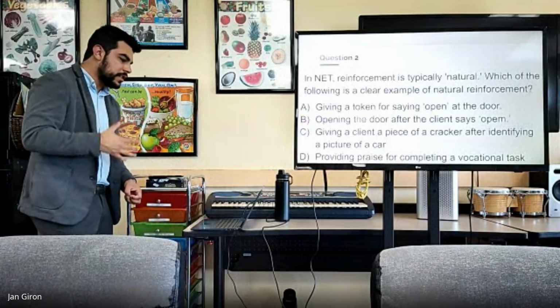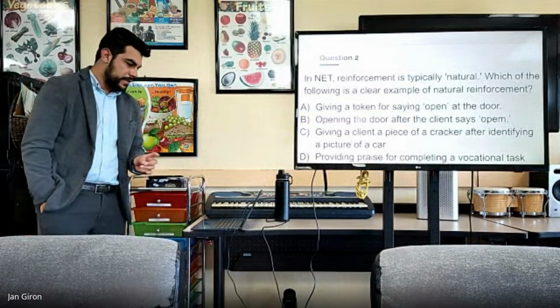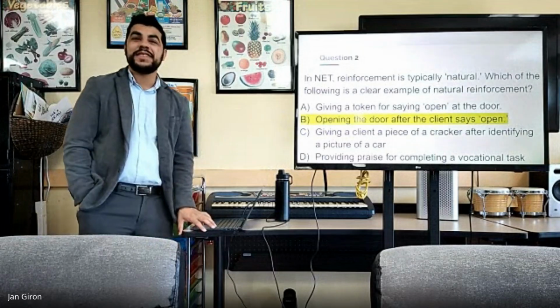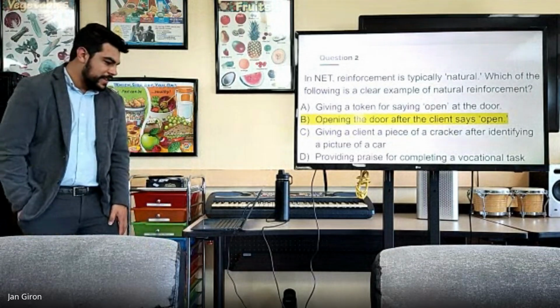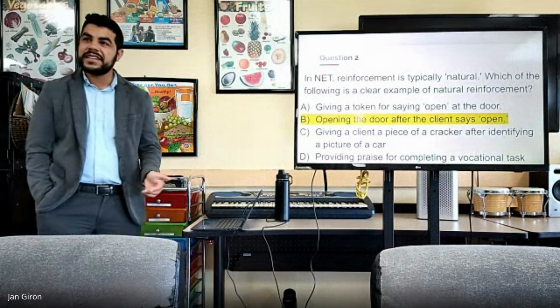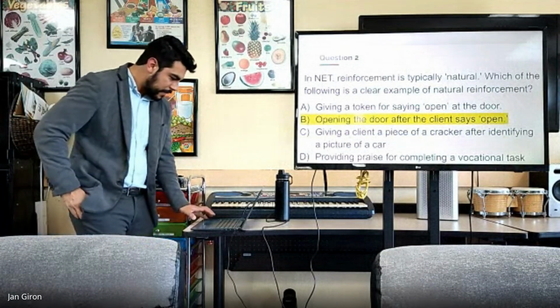In NET, reinforcement is typically natural. Which of the following is a clear example of natural reinforcement? B again. Yes, that's right. As it turns out, if you ask somebody to open the door and they're inclined to do it, you get to go outside. Very good.